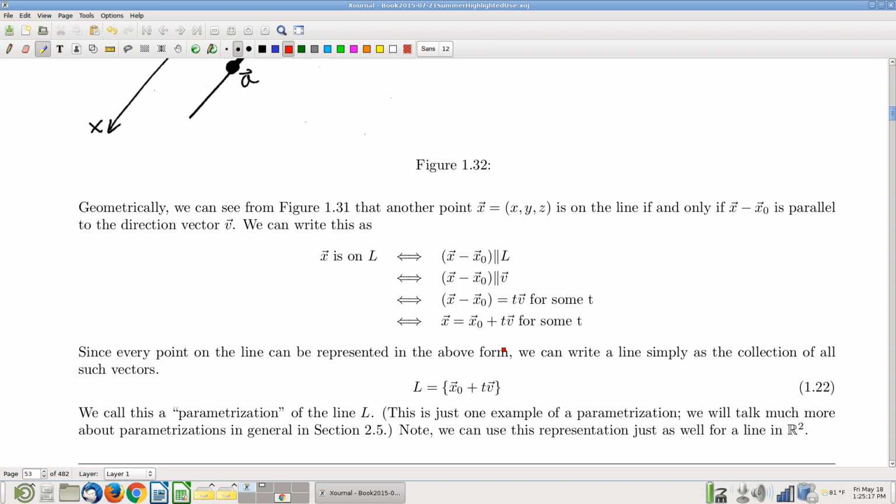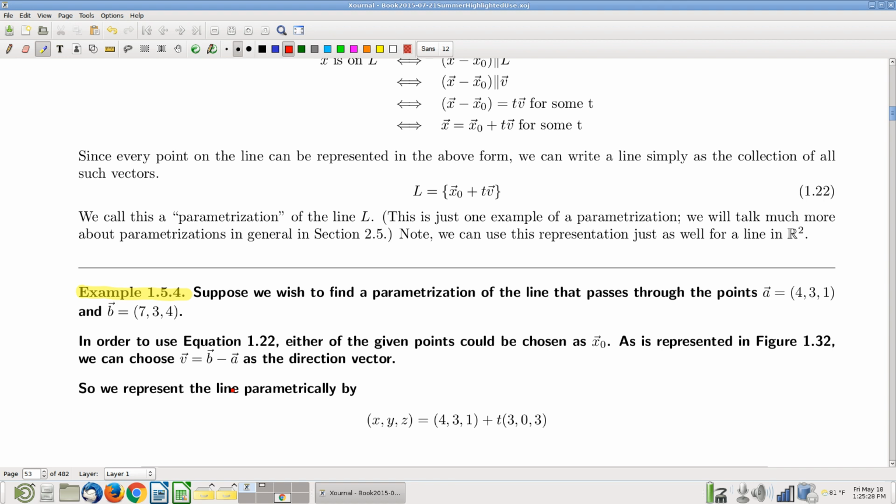So we call this a parameterization. We'll talk more about parameterizations a little bit later on. Very useful to be seen, details to come later.